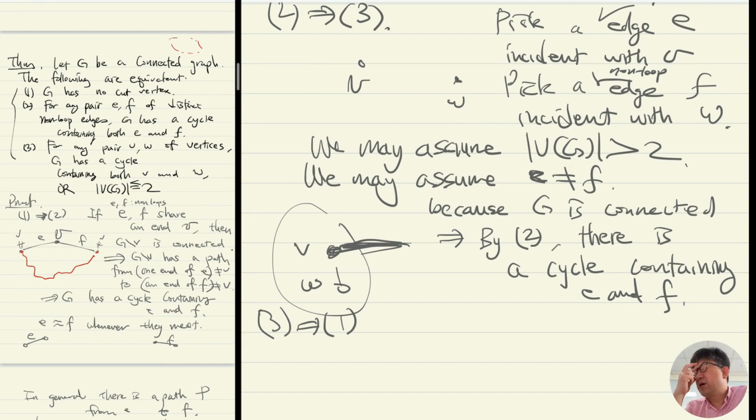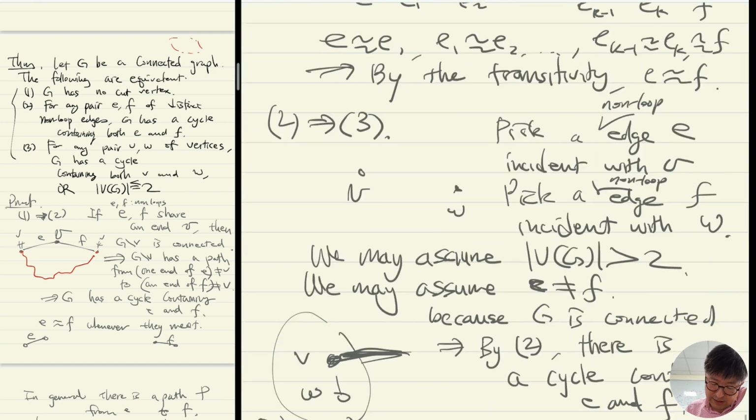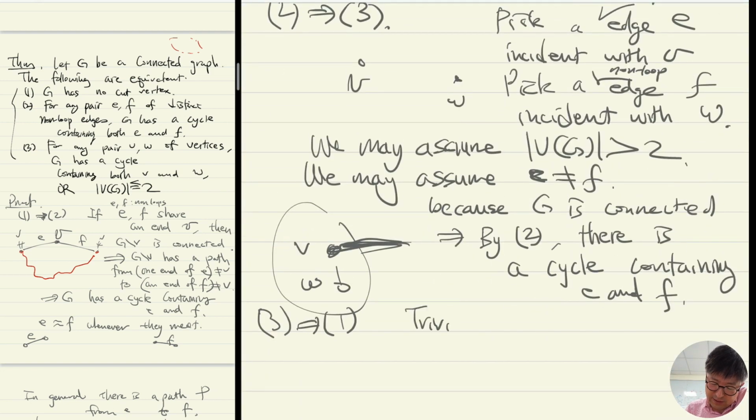If you have at most 2 vertices, then the graph is connected. So it's trivial if the number of vertices is at most 2, right? You don't have any cut vertex.